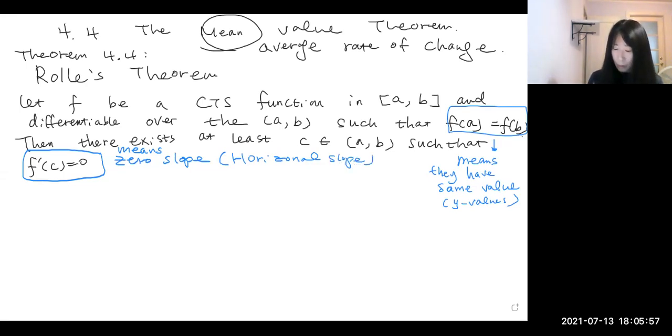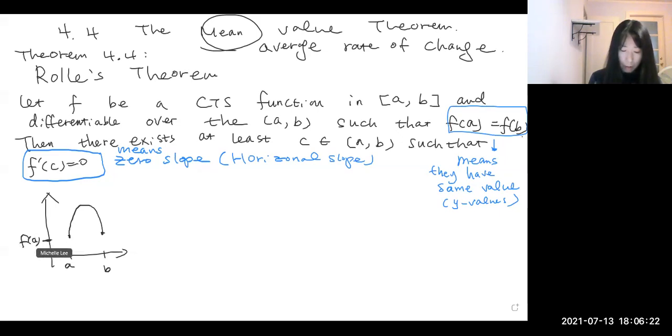Okay, so look, let me just draw from your book. And then there are 3 types of this graph. One is like that. This is a, this is b, the closed interval. And then there is f of a, and f of a is the same as f of b, right? Since it's continuous and differentiable, and we checked in the graph that f of a equals f of b, then there must be a c between a and b. Then look here, f prime of c is 0 there.